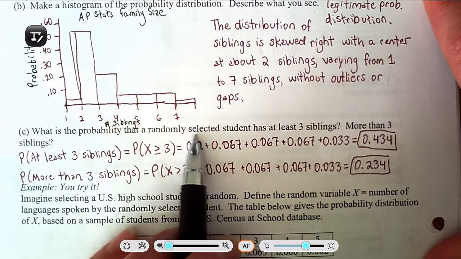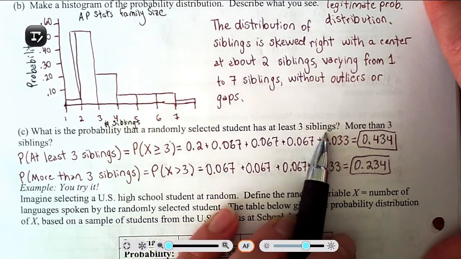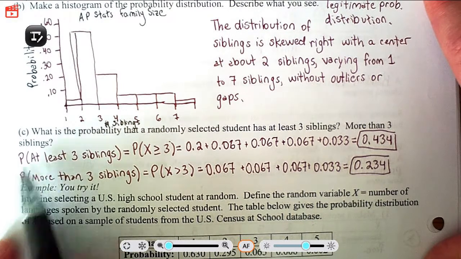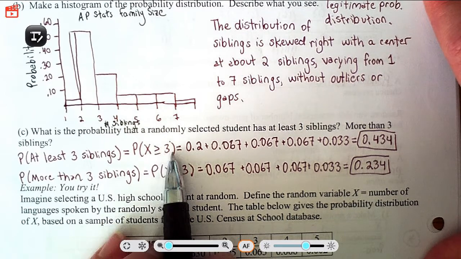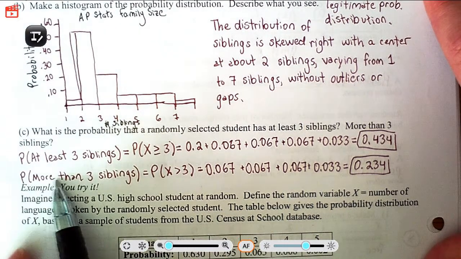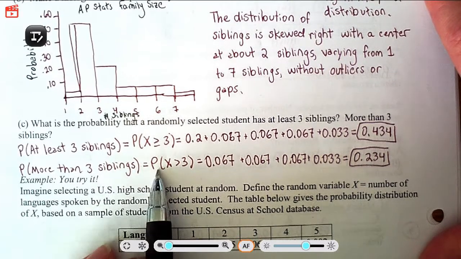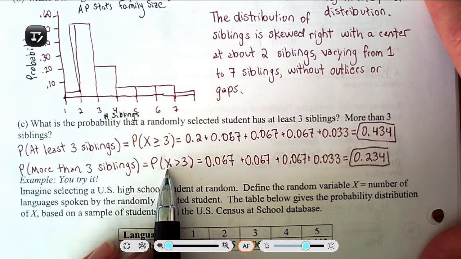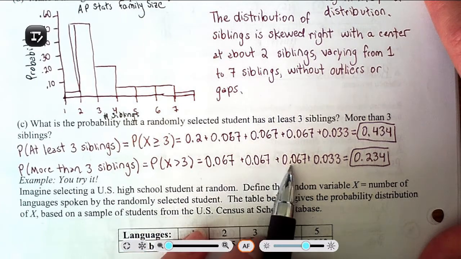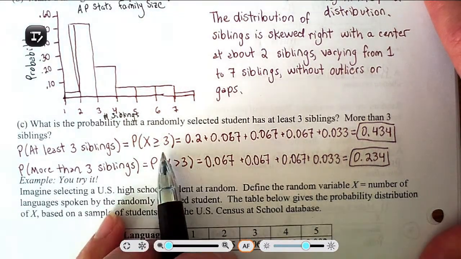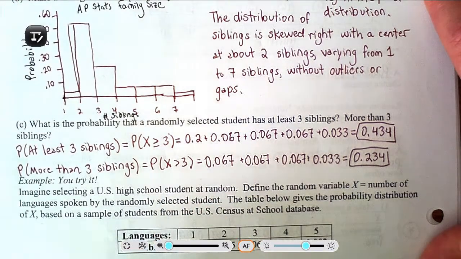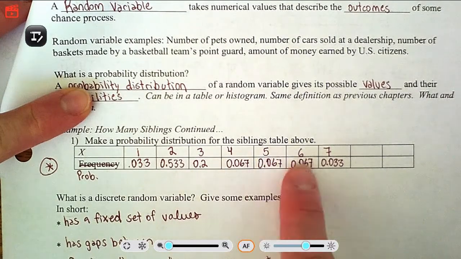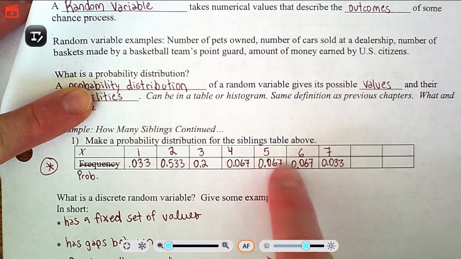What is the probability of randomly selecting a student with at least 3 siblings, versus more than 3 siblings? The probability of at least 3 is the probability that the random variable x is greater than or equal to 3. More than 3 siblings specifically means only greater than 3, so the probabilities of 4, 5, 6, and 7 siblings. But equal to 3 means 3, 4, 5, 6, 7 siblings. I'm just taking the probabilities straight from the table before: 3, 4, 5, 6, and 7 siblings, or just 4, 5, 6, and 7 siblings.